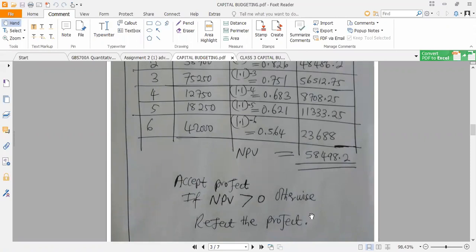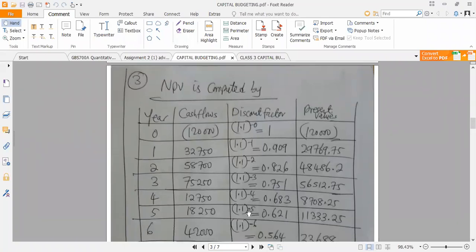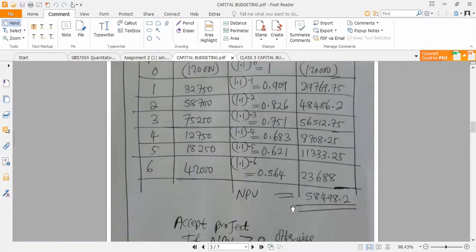Is it okay so far up to the NPV? Okay. Is it okay so far up to the NPV? Or do you still need an explanation? Hello? Yes. Yes. It is?